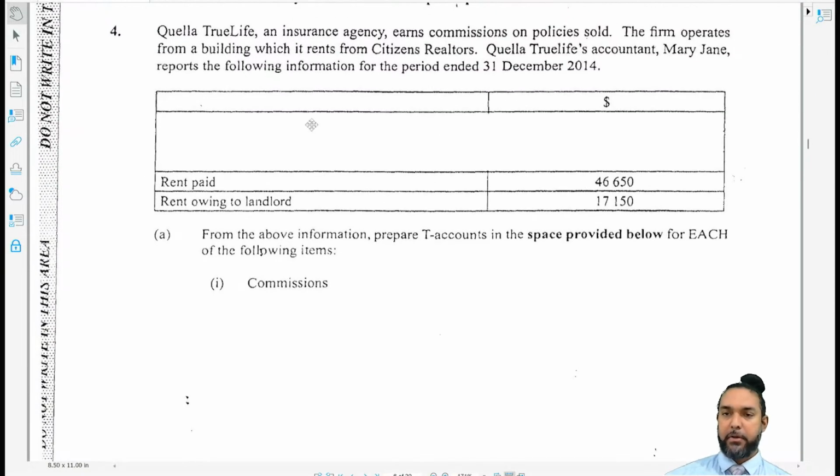Okay, so we have some information for Quella. We have a rent paid figure and a rent owing at the end of the year. Now, it says it's for the period ended 31st December 2014, so they didn't say whether this was at start or at end. We could safely assume it's at end.